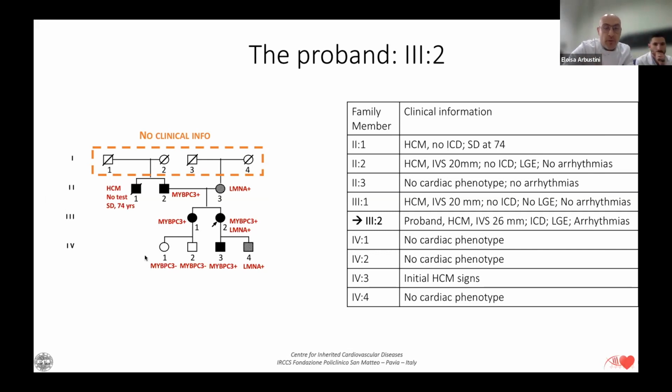Here we have our family tree, and here is our proband. She carries a pathogenic variant in the MYBPC3 gene and a VUS in lamin. Of note in this family tree, the sudden death of the paternal uncle at the age of 74, and also the hypertrophic phenotype of the other family member who carries the MYBPC3 gene.